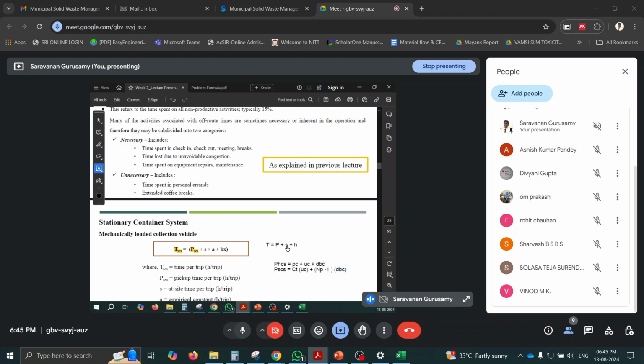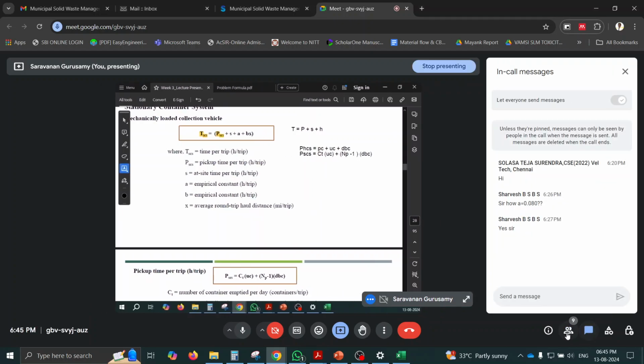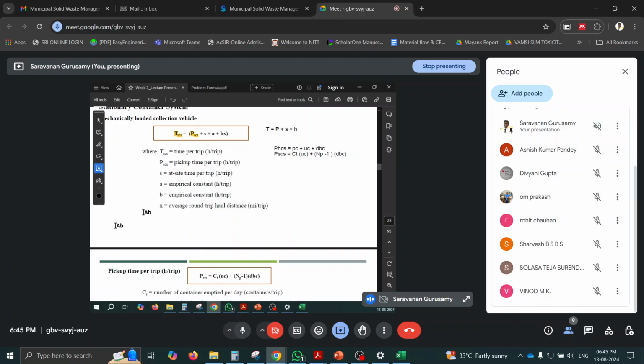S will be the same for both haul container and stationary container. H is also the same, because in H we would have to multiply by the number of locations, but here only one H will be there. That is H equals A plus BX. Hope you understand this. If you have any doubt, please ask in the chat box or you can unmute and ask. During the problems also you will get some doubts and you can ask at that time also. Hope this is very clear to you.